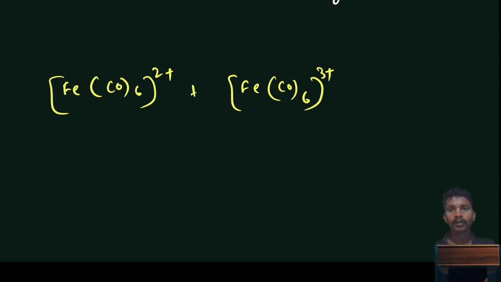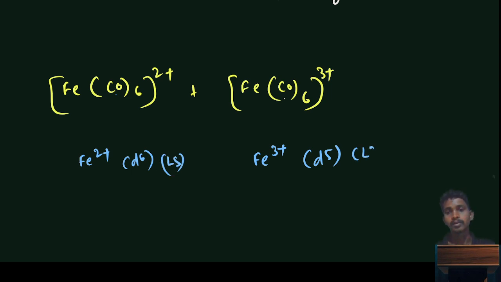So what you see is that if it is a pi acceptor ligand, then that is always a strong field ligand. So pi acceptor is always a strong field ligand, whatever the metal is, whether it is +2 or +3 charge. So this is going to be the 2 plus, and this the 3 plus. So this is d6 and this is d5. Since these are strong field ligands, this is a low spin complex, and this is also a low spin complex.